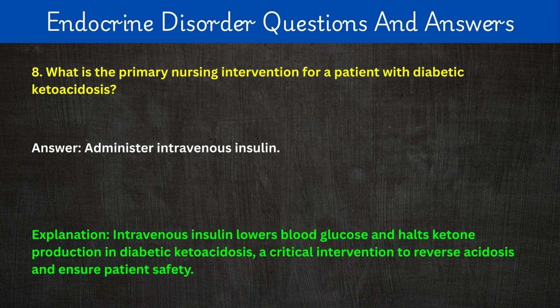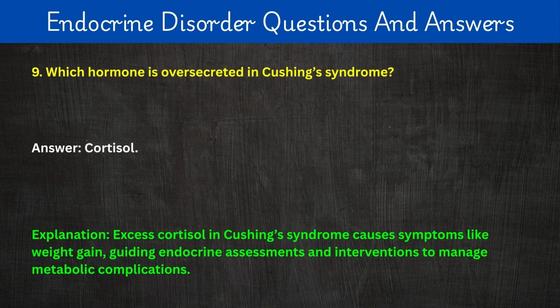8. What is the primary nursing intervention for a patient with diabetic ketoacidosis? Answer. Administer intravenous insulin. Explanation. Intravenous insulin lowers blood glucose and halts ketone production in diabetic ketoacidosis, a critical intervention to reverse acidosis and ensure patient safety.